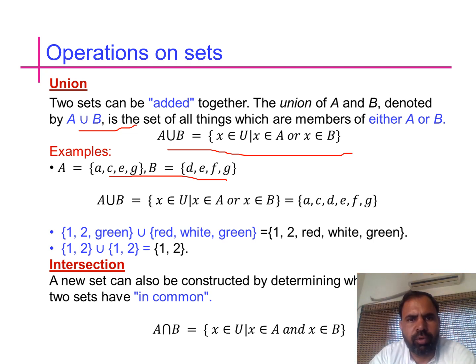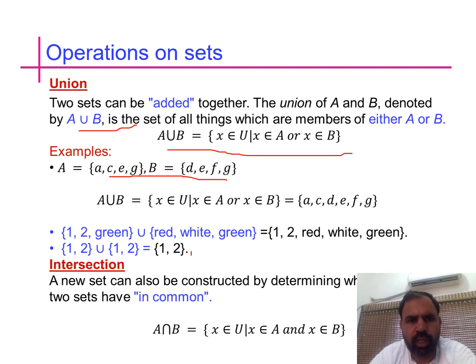So if we take the union of {1, 2} with {1, 2}, then both sets are the same, so the union is only one set, A or B. So we write one element from both the sets.